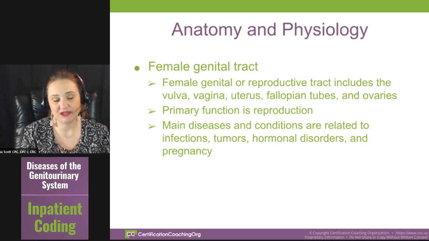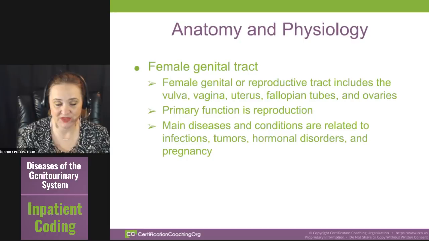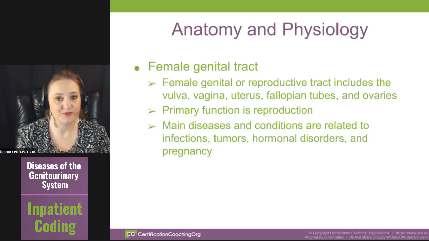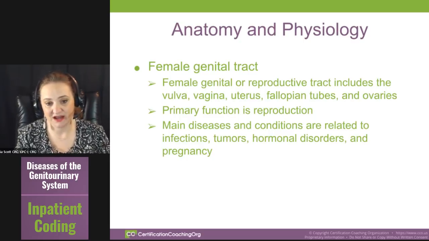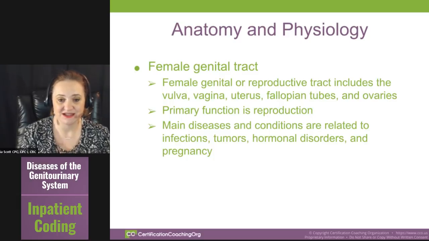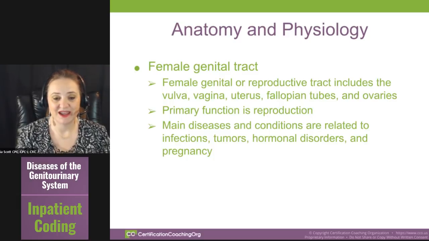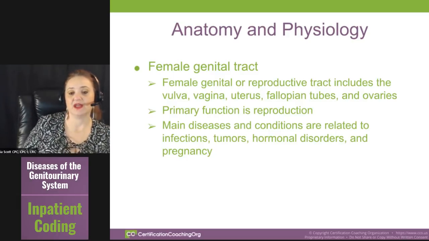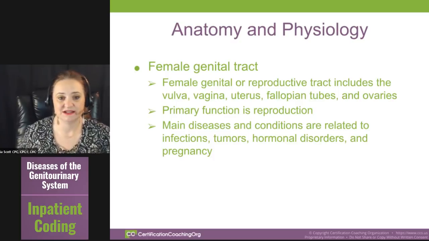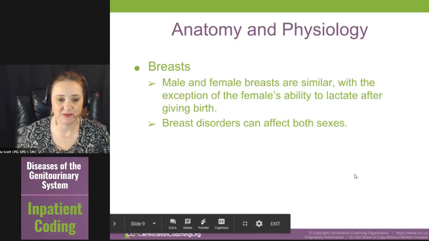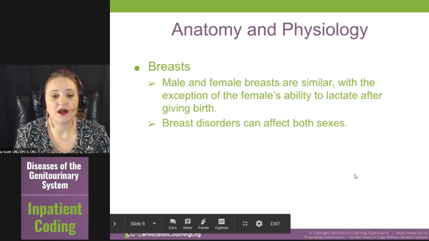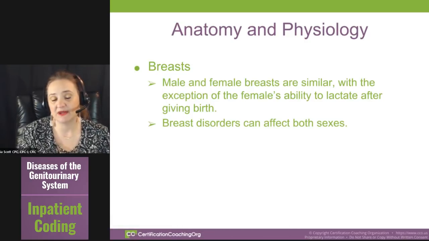So just like when men get to be a certain age and they have problems with their prostate, women go through menopause. And I like to think that that is God's way of evening out the sexes, that we have to go through menopause and men have to deal with their prostate. And of course, pregnancy, because notice it says diseases and conditions, and by far pregnancy is the leading thing that we discuss with the female genital tract.